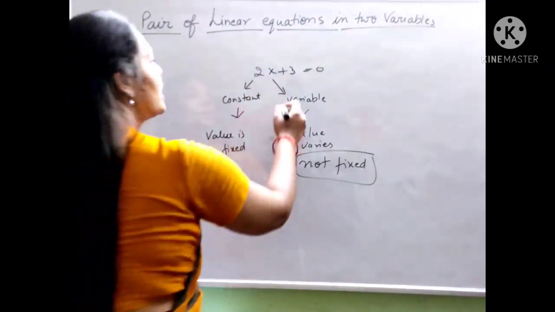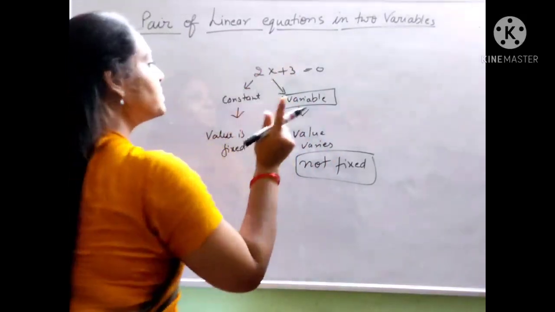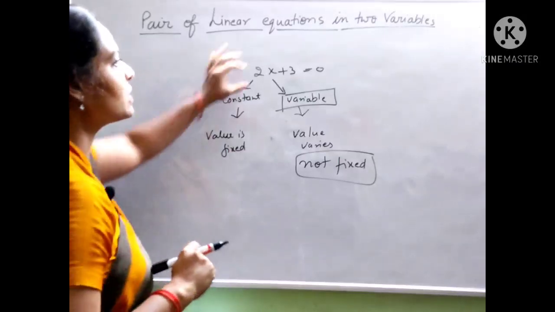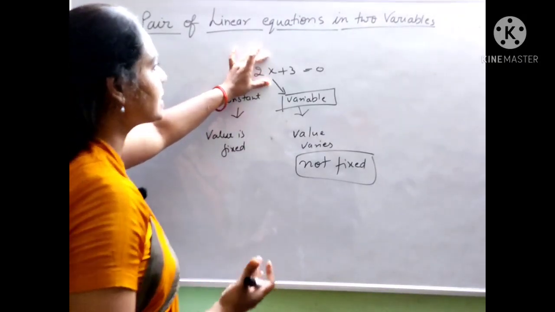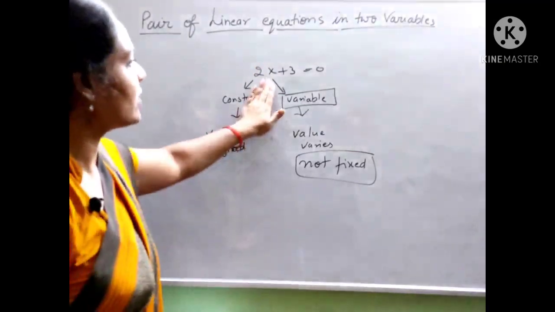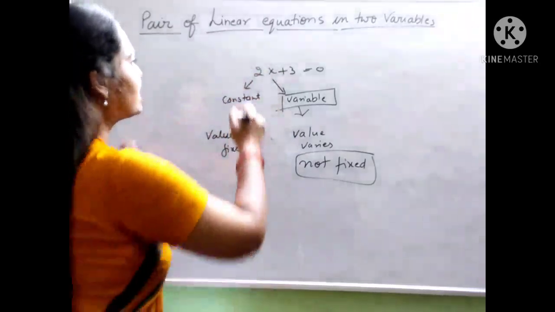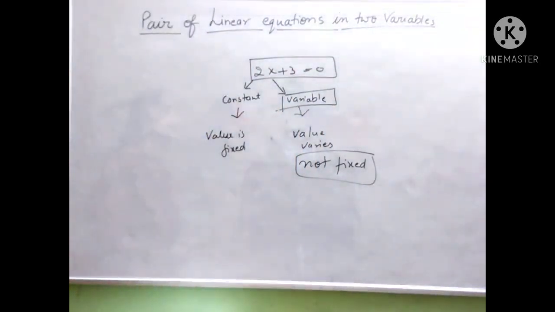So here there is only one variable and the power of the variable is 1. So on the basis of the power of the variable, we can say this equation is a linear equation. And here there is only one variable x. So 2x + 3 = 0 is called a linear equation in one variable.